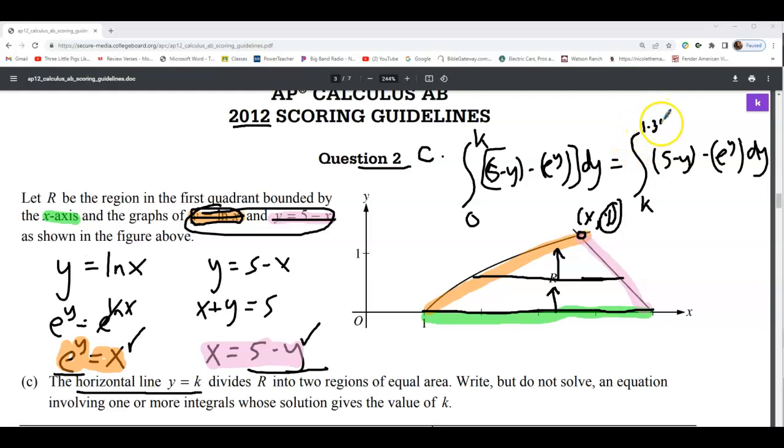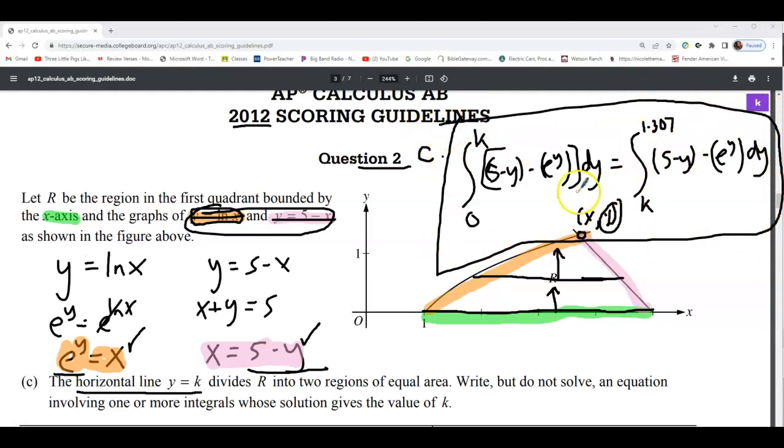1.307. So this question was really the same thing as the last one. It's just that the difference is we had to change our functions to be in terms of y, and we also need to make sure that our final value here was a y value.